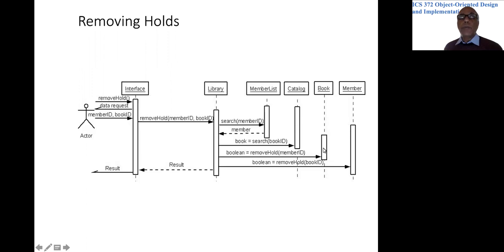Remember, when we created a hold, we had a hold object instantiated, and that was referred to by both the book and the member. And we remove that hold object from both the book and the member by calling the remove hold method on book and the remove hold method on member. That is the end of the remove hold sequence diagram.